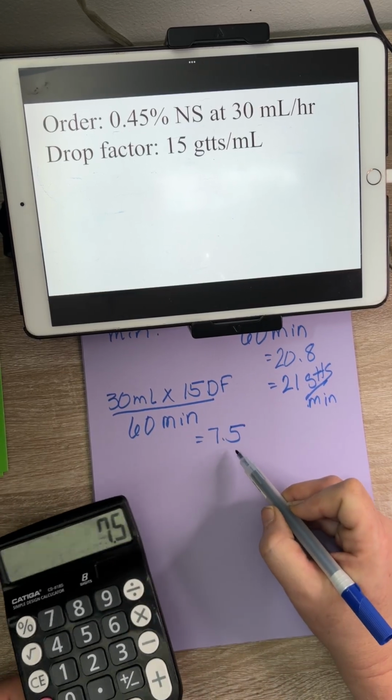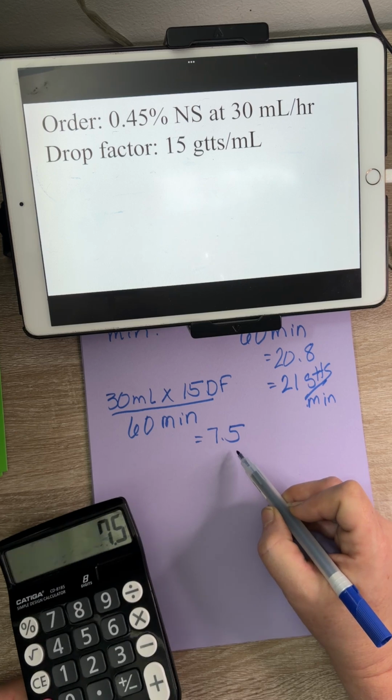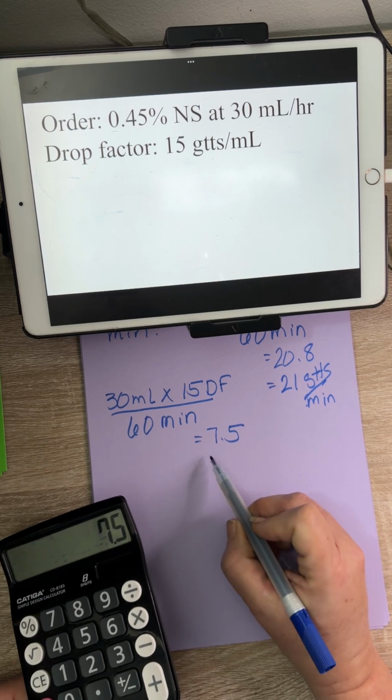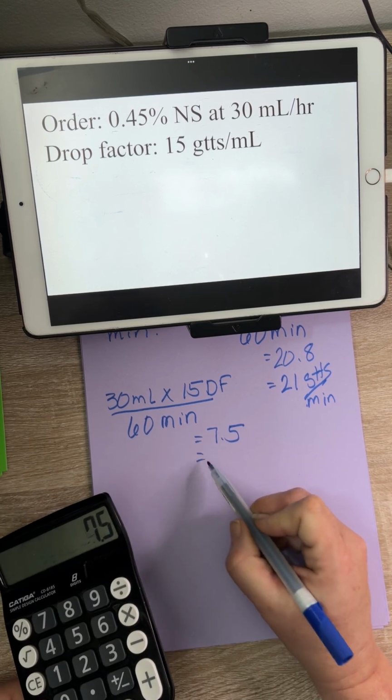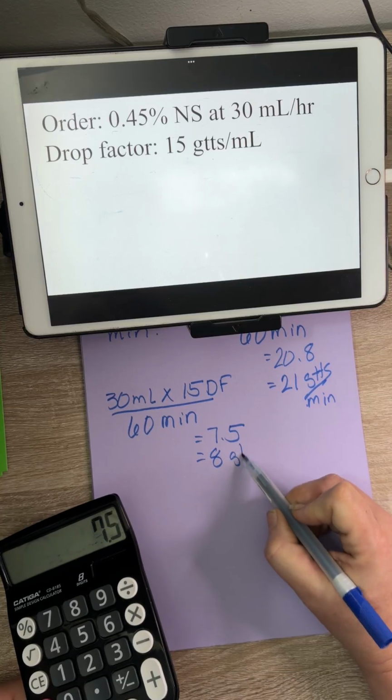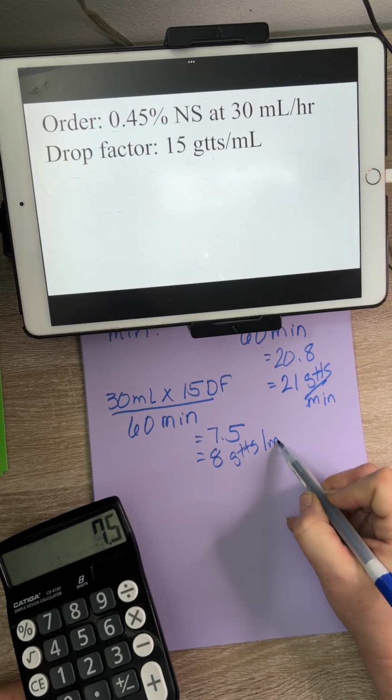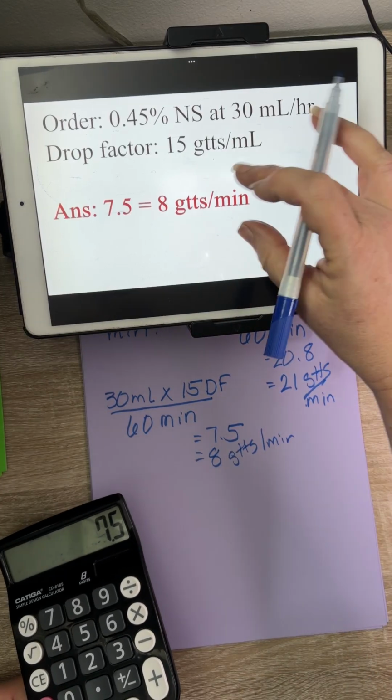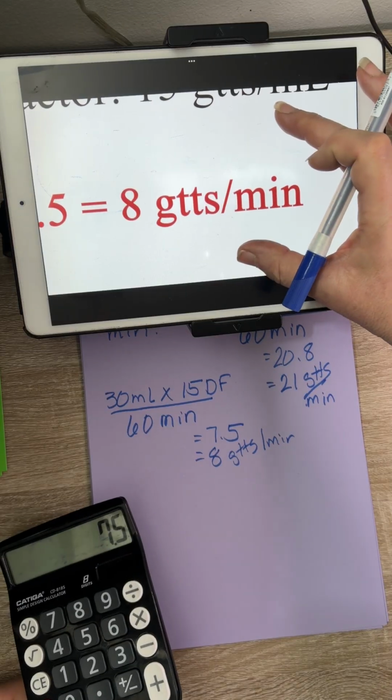But can we give 0.5 of a drop? No, ma'am, we cannot. Or no, sir. So that's going to be 8 drops per minute. Look, boom, sure enough, it's 8 drops.